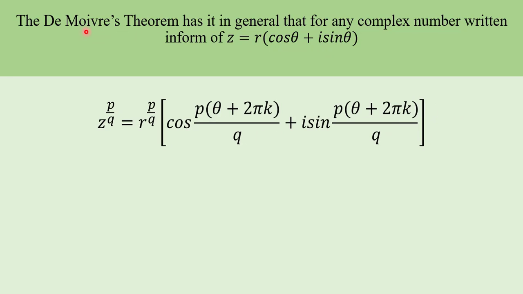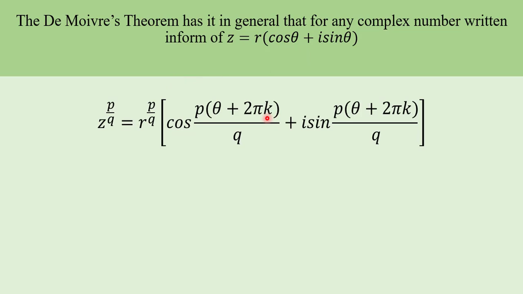So the complex number has it in this form: z power p over q is equal to r power p over q into cos of (p theta plus 2 pi k) divided by q, plus i sin of (p theta plus 2 pi k) over q. This formula can also be used to find the roots of a complex number, but that complex number must first of all be expressed in polar form.